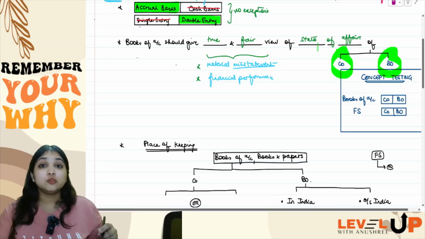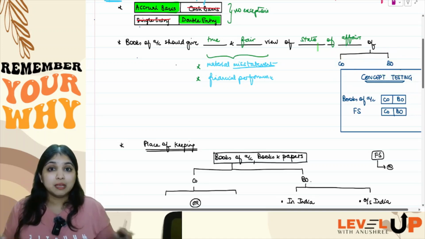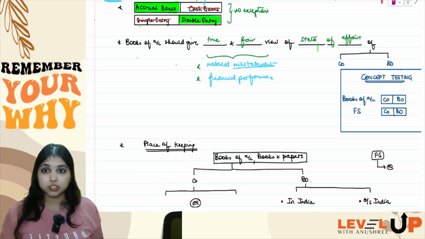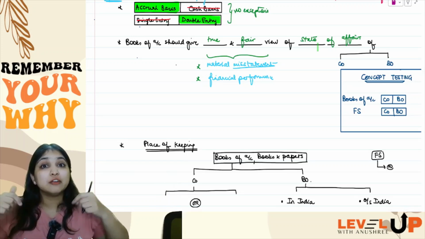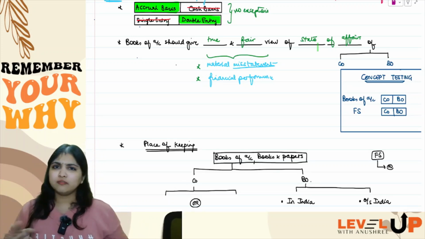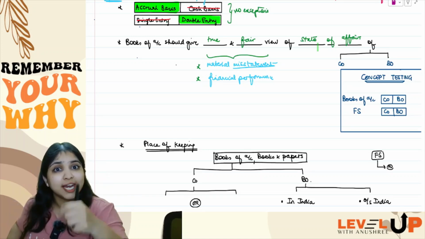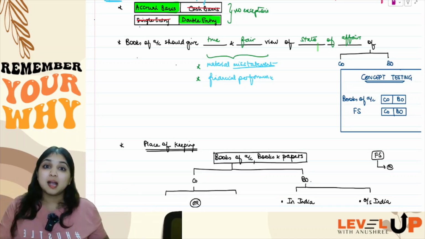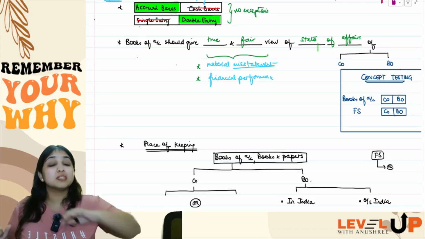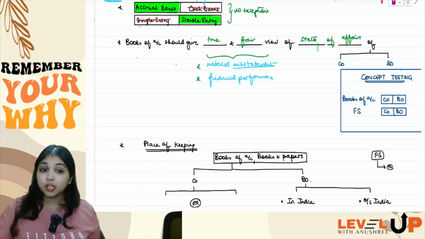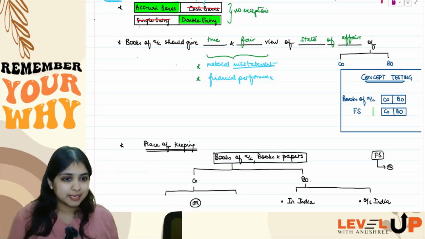So we know now that if I have 100 branches, each of these branches will maintain their own books of accounts. So books of accounts should give what? True and fair view. True and fair view of what? True and fair view of state of affairs. Whose state of affairs? Company and branch office. This itself indicates company will be preparing its books of accounts and each branch will be preparing their own books of accounts. Okay, now see one small concept testing point.